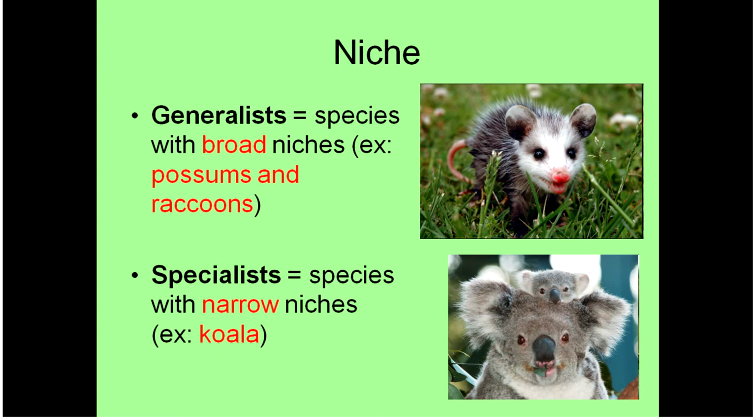All right, we have two different types of organisms based on how broad or large their niche is. A generalist would be a species that has a very broad niche, meaning they can use a wide variety of resources and tolerate a lot of different conditions in the environment. For example, possums and raccoons, they'll eat just about anything. They'll go through your trash. However, they prefer to eat fruits and weirdly avocados, but they'll eat pretty much anything that's available to them. So they have a very broad niche and we consider them generalists.